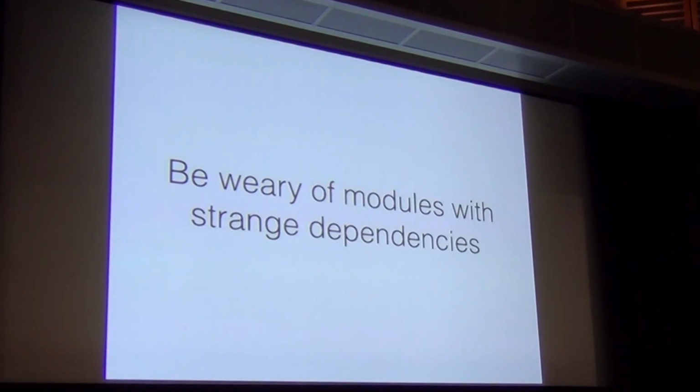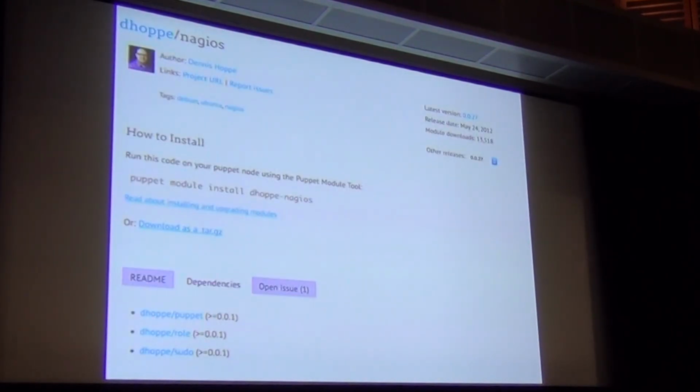So be wary of modules with strange dependencies. And I have an example, but I want to start by apologizing to the module's author. I'm not trying to pick on him, and I really debated whether or not to even include it. But I ultimately decided the example was necessary to illustrate my point. So Dennis here wrote a Nagios module, but he decided to use his own sudo module.